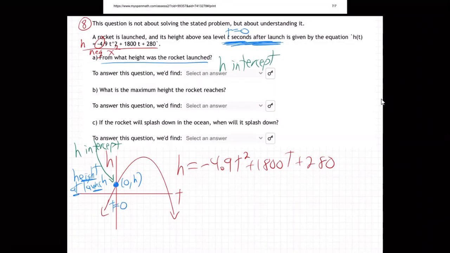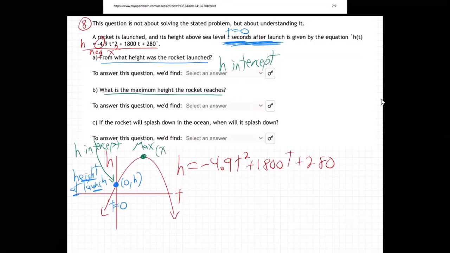Right now in this question, they're just asking us for the names of things. In the next question, we'll have to actually solve them. So how would we actually solve it? We would plug in 0 for t, and you can see the answer would be 280. The rocket started off at 280 feet at launch. Then the next question, what is the maximum height the rocket reaches? Well, that's right up here. Here's the max.